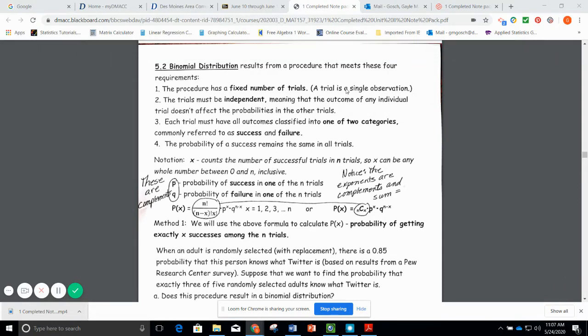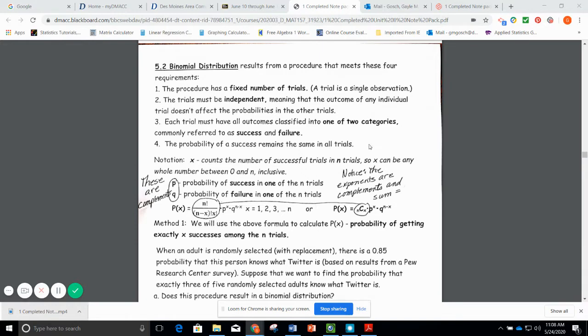That is going to be our n. The trials are independent, meaning that the outcome of one trial doesn't affect the probabilities for other trials. And each trial has an outcome of one of two categories. Success or failure is what we usually refer to. It's usually a yes or a no. You are male or female, or whatever it might be. It's only two options: yes or no.